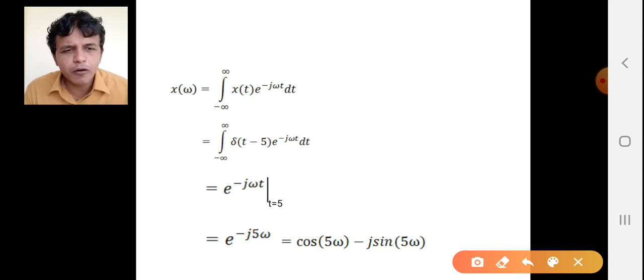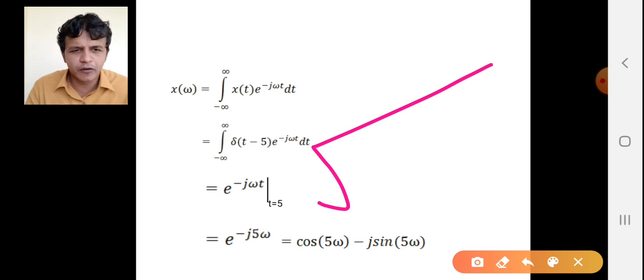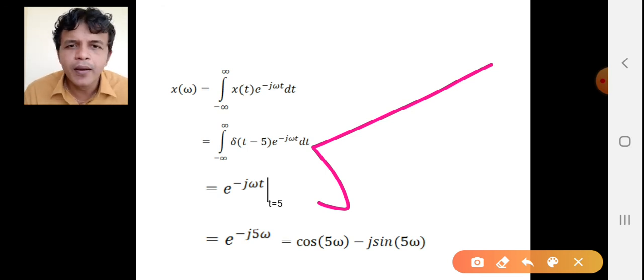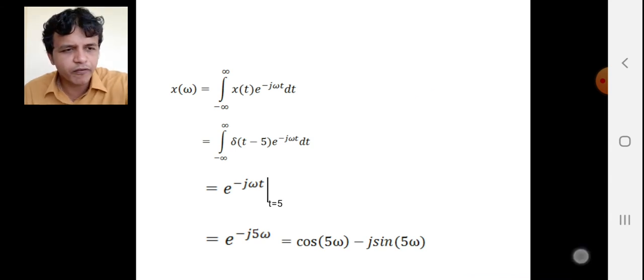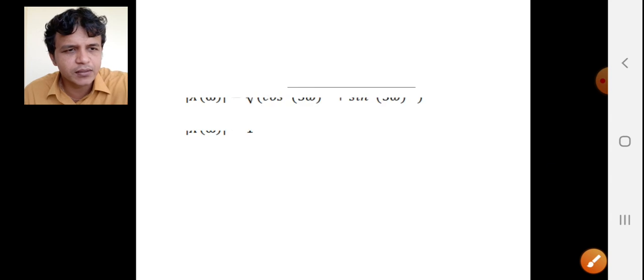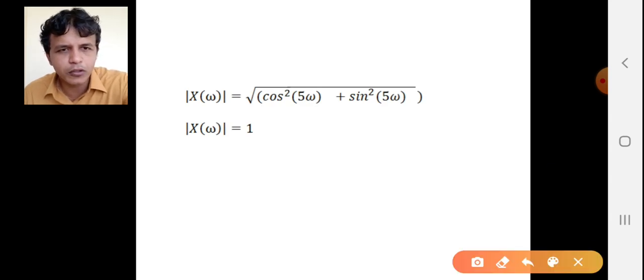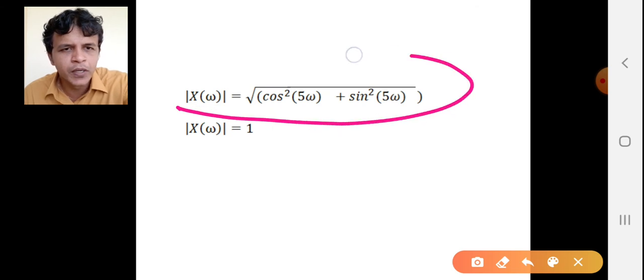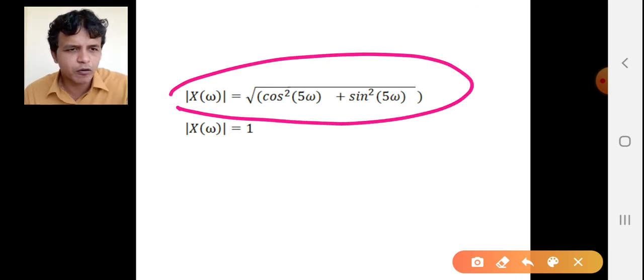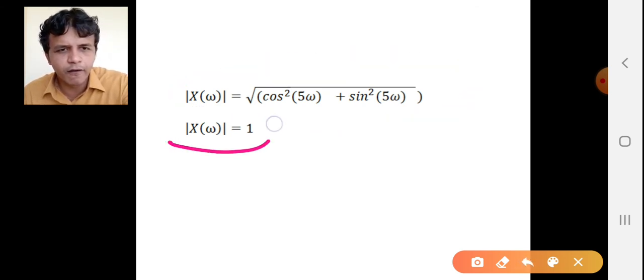And now we are going to find the magnitude of this signal. So cos square of 5 omega plus minus sin 5 omega the whole square. So that becomes cos square 5 omega plus sin square 5 omega. We know that cos square a plus sin square a is 1. So the magnitude of X of omega equals the root of cos square 5 omega plus sin square 5 omega, and that is equal to 1.